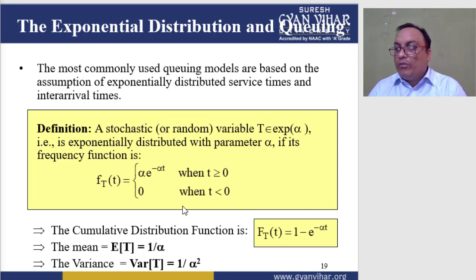It is the most commonly used in queuing models, which are based on the assumptions of exponentially distributed service time and inter-arrival time. So for this case, the definition is: a random variable T is exponentially distributed with parameter alpha, and its frequency function is f(t) = alpha e^(-alpha t), where t is greater than or equal to 0, and the function is 0 when t is less than 0. So the cumulative distribution function is F(t) = 1 - e^(-alpha t), and the mean E[T] = 1/alpha. The variance of T is equal to 1/alpha squared.